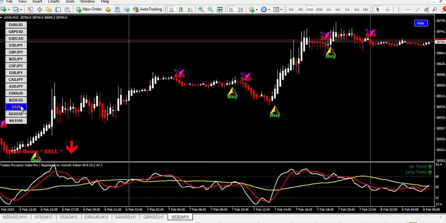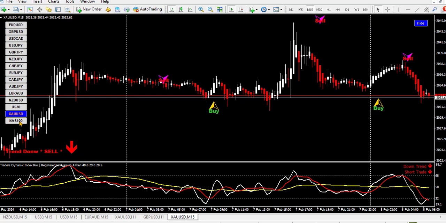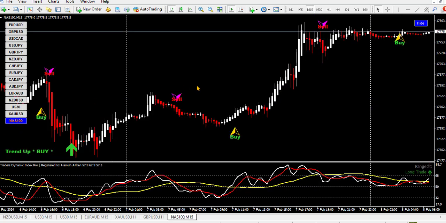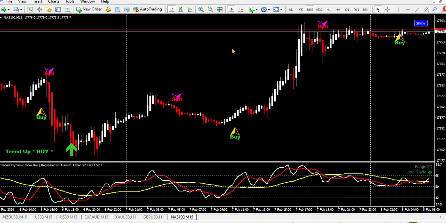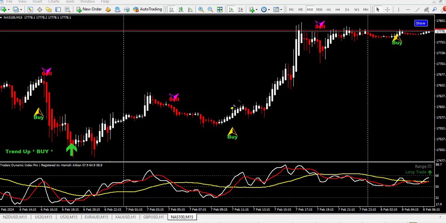And here it is on indices. Here we have it on gold, and here we have it on Nasdaq. So it is accurate. Make sure you check it out and trade it. Now let me show you all the indicators I use for this particular strategy. Just make sure you trade and let the two indicators be in agreement before you take your trade, as we have it here.